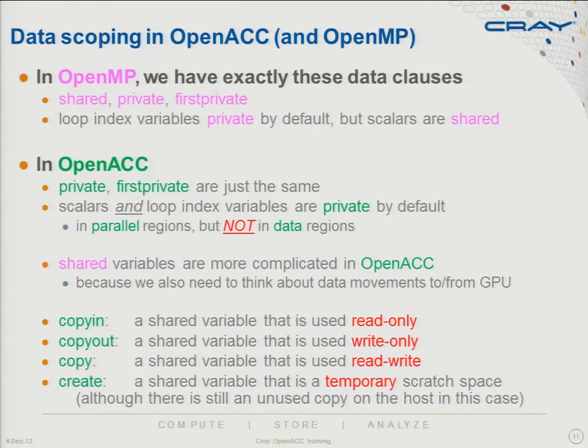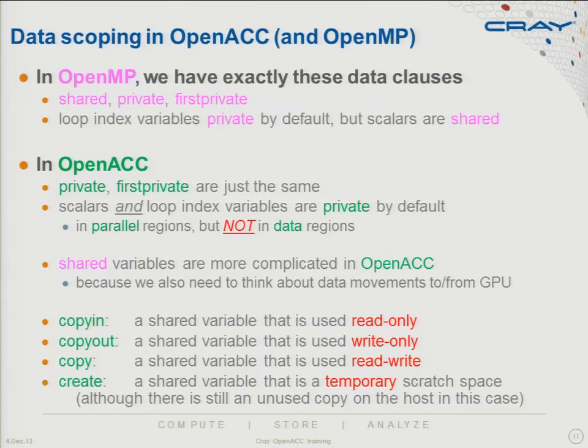Shared variables are more complicated. And the reason they're more complicated is because as well as it being shared across all the threads of the GPU, you also have to say how the data is going to move. Do you copy it from the CPU and then share this array at the start of the kernel? Do you copy it back at the end as well? Or is it just temporary space?